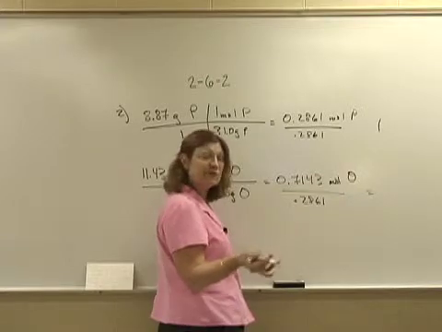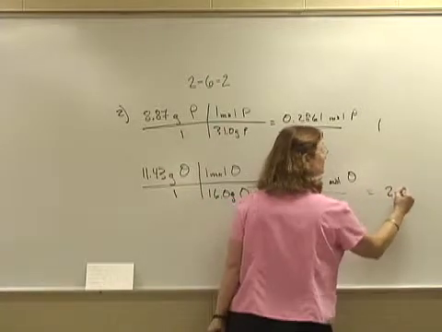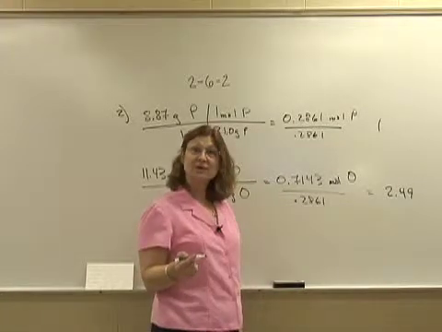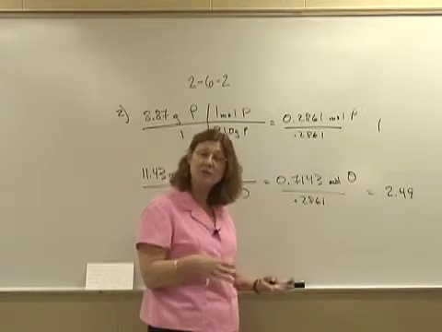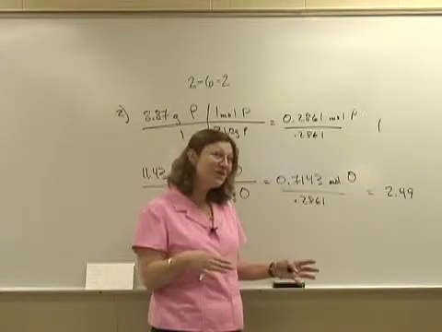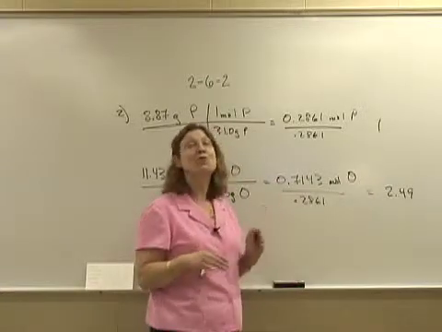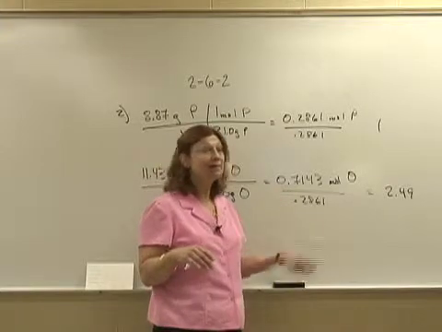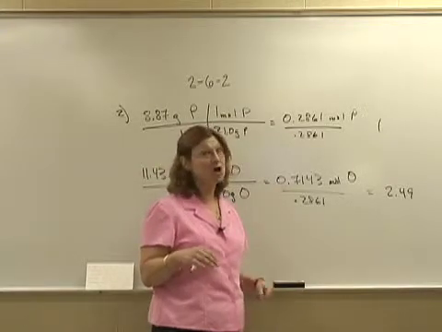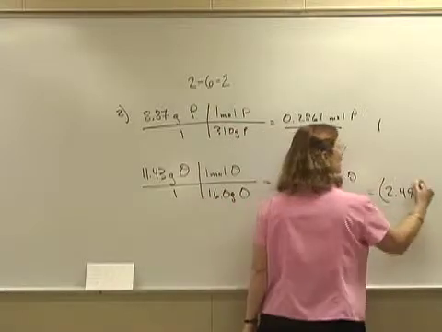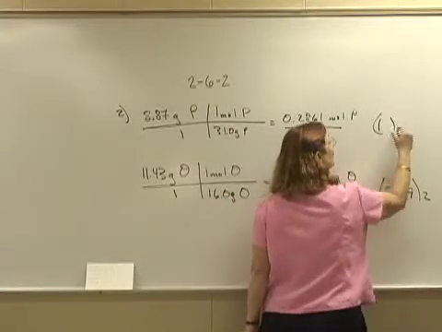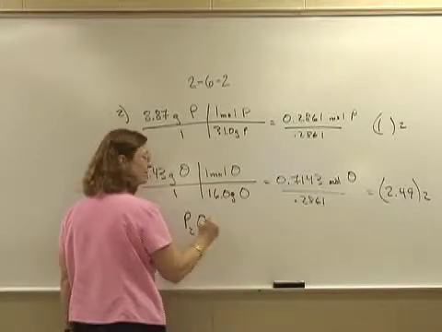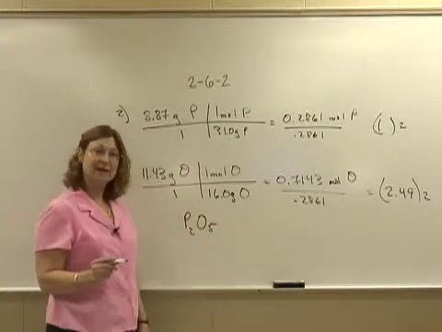2.49, which is very close to 2.5, and I cannot have half of an atom. So I have to find a number to multiply this by in order to get them both to a whole number. And I know that if I have $2.50, if I multiply it by 2, I'm going to get $5. So I multiply them both by 2, and I get P2O5 for my empirical formula.